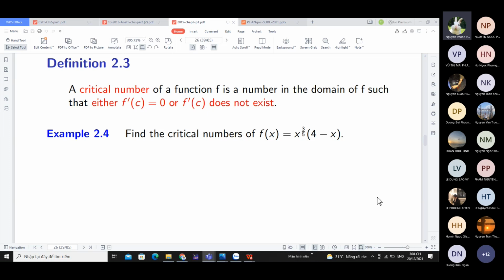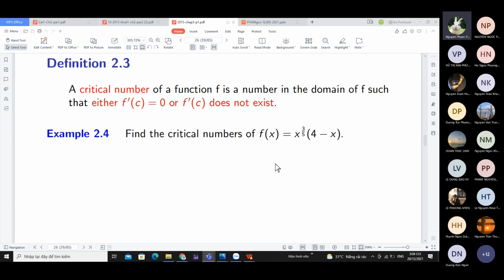And when we find a maximum value or minimum value of a given function, we pay our attention to critical numbers. By definition, a critical number of a function f is a real number in the domain of f, and either f prime of c equals 0 or f prime of c does not exist. Now we consider some examples.